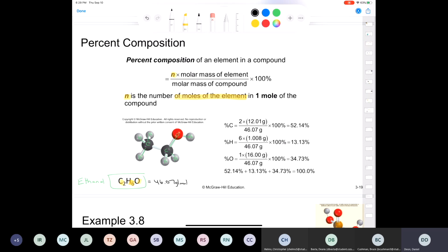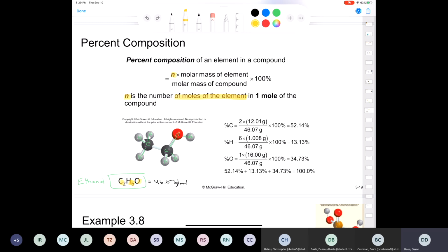The reason I didn't do that with you is because we did it a couple of times already this evening. And you can see that the denominator for each one of these calculations just happens to be that number, because in 1 mole of ethanol, we have 46.07 grams. All right, so now we have established where the molar mass of ethanol comes from and where those denominators come from.